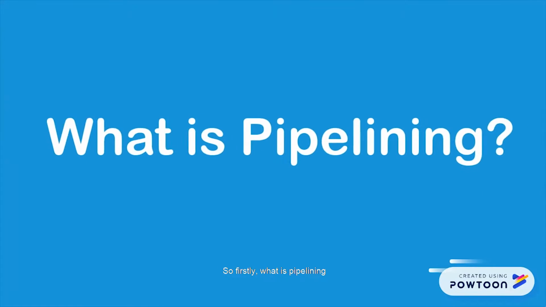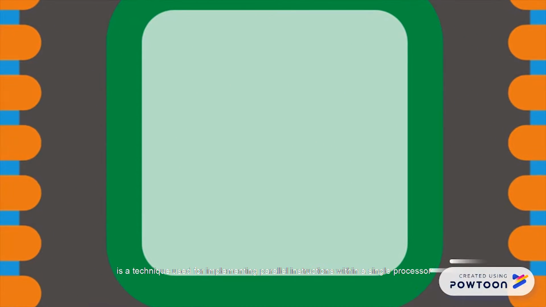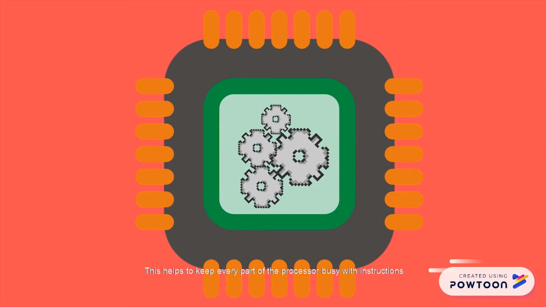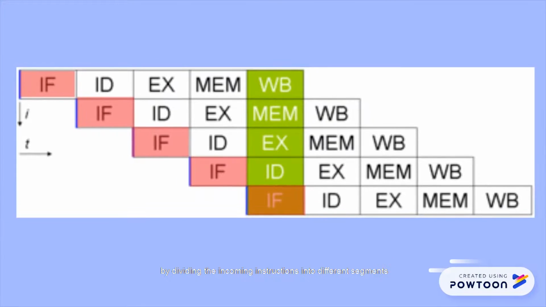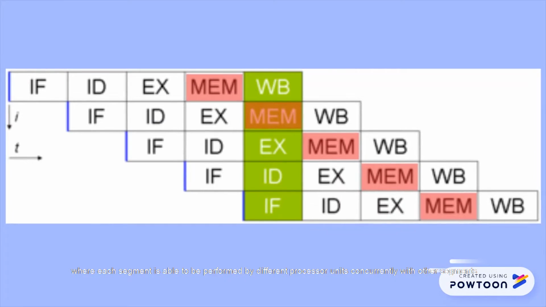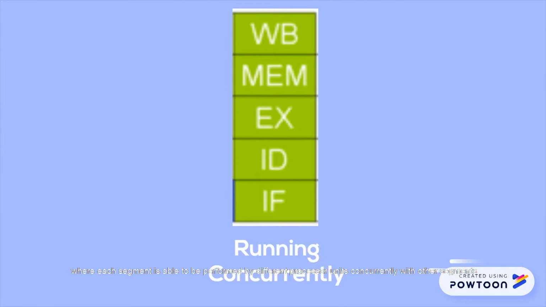So firstly, what is pipelining? Well, glad you asked, because pipelining is a technique used for implementing parallel instructions within a single processor. This helps to keep every part of the processor busy with instructions by dividing the incoming instructions into different segments, where each segment is able to be performed by different processor units concurrently with other segments.